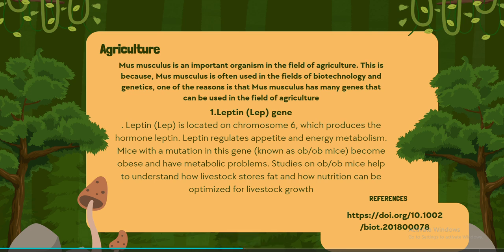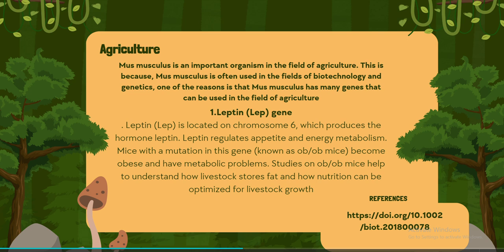In this video, I'm going to explain the usefulness of Mus musculus genes in agriculture. Mus musculus is an important organism in the field of agriculture. This is because Mus musculus is often used in the field of biotechnology and genetics. One of the reasons is that Mus musculus has many genes that can be used in the field of agriculture.